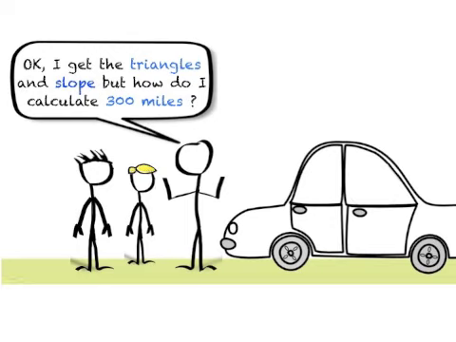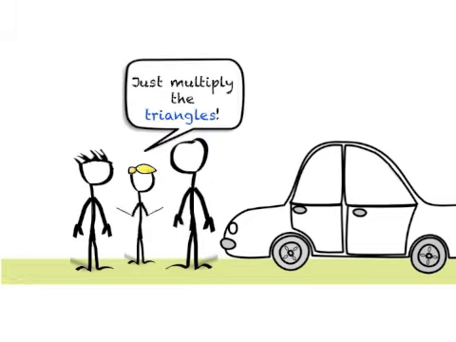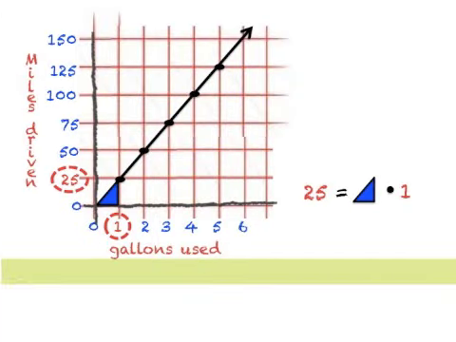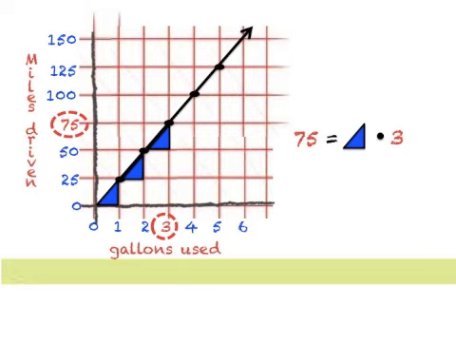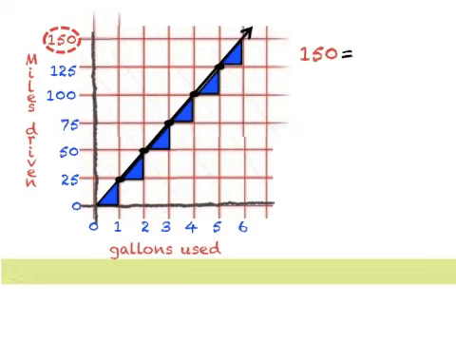"Okay, I get the triangles and slope, but how do I calculate 300 miles?" asks Eric's dad. "Just multiply the triangles," replies Eric's annoying little brother. "25 miles is equal to the triangle times 1. 50 miles is equal to the triangle times 2. 75 miles is equal to the triangle times 3, etc. If you want to know the gallons for 150 miles, it's going to be triangles times 6."